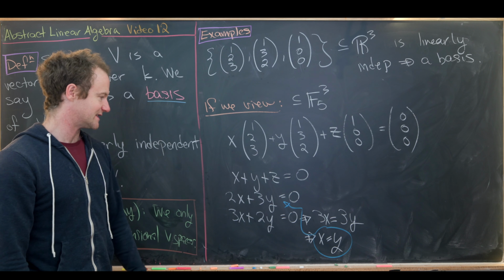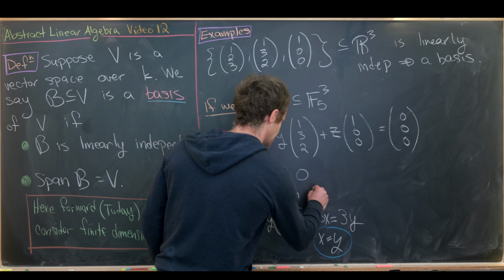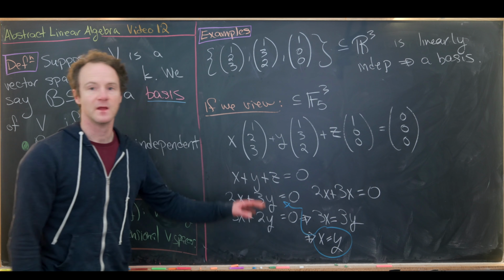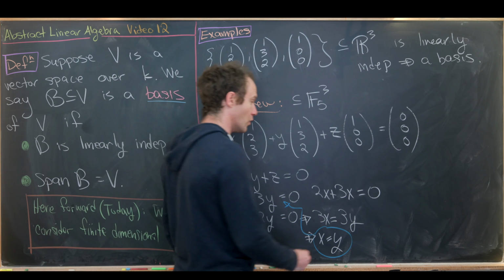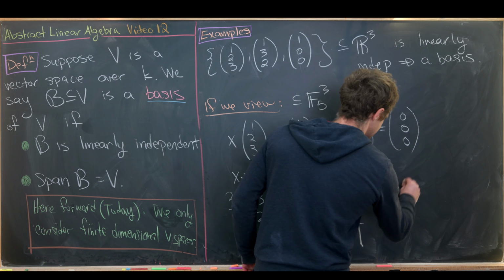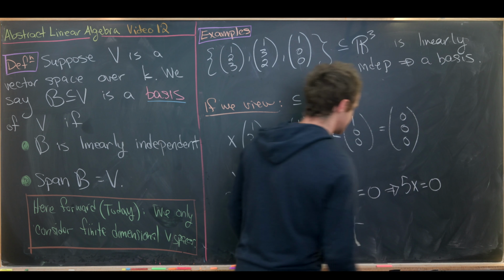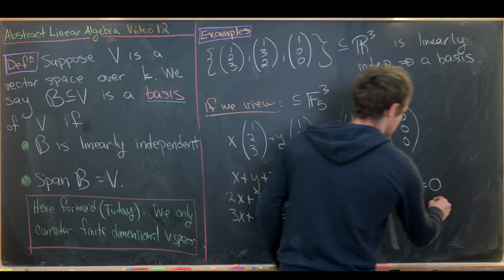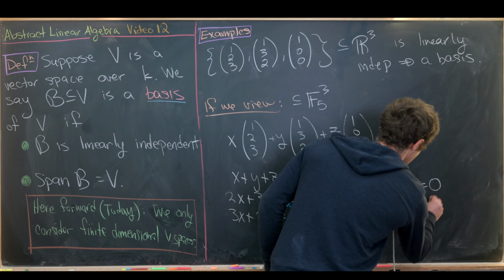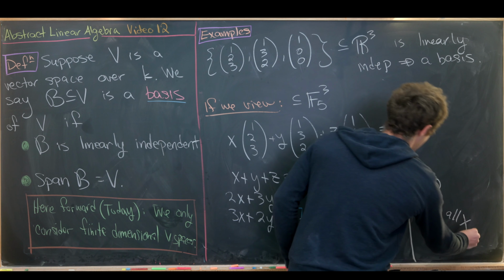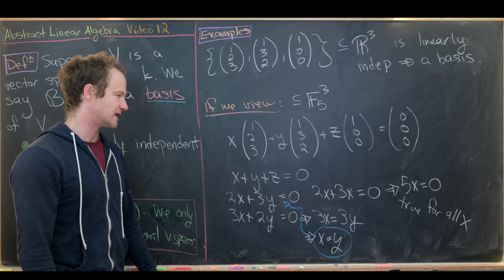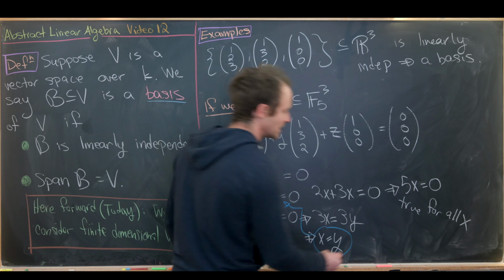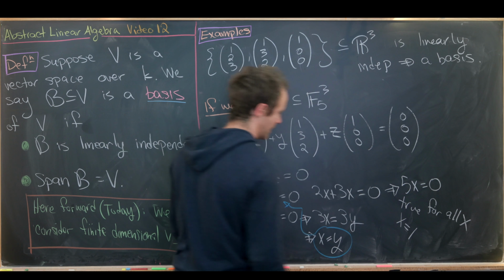So if we throw that into the second equation, we'll get 2x plus 3x equals 0. But then let's notice that that is always true, because this is the same thing as saying 5x is equal to 0, but 5 is equal to 0 in F5. So this is true for all x. So we could just pick a non-zero x, and that will build our linear dependence relation. Let's maybe pick x equals 1.